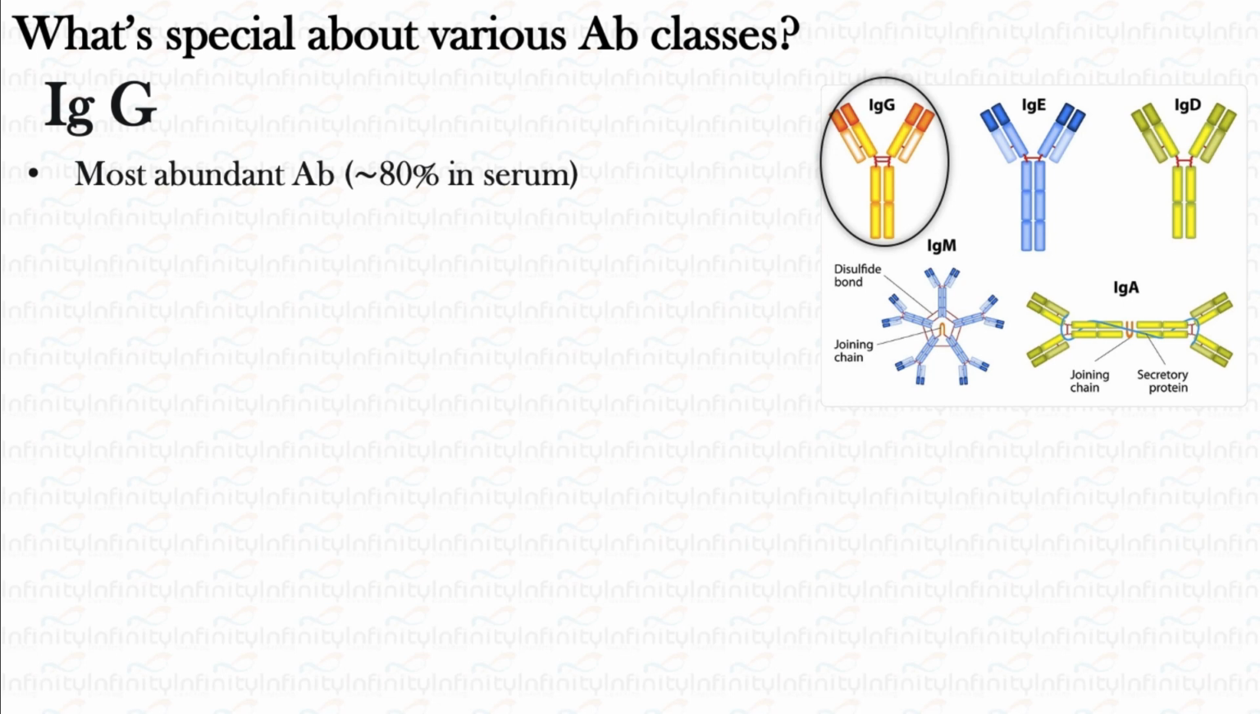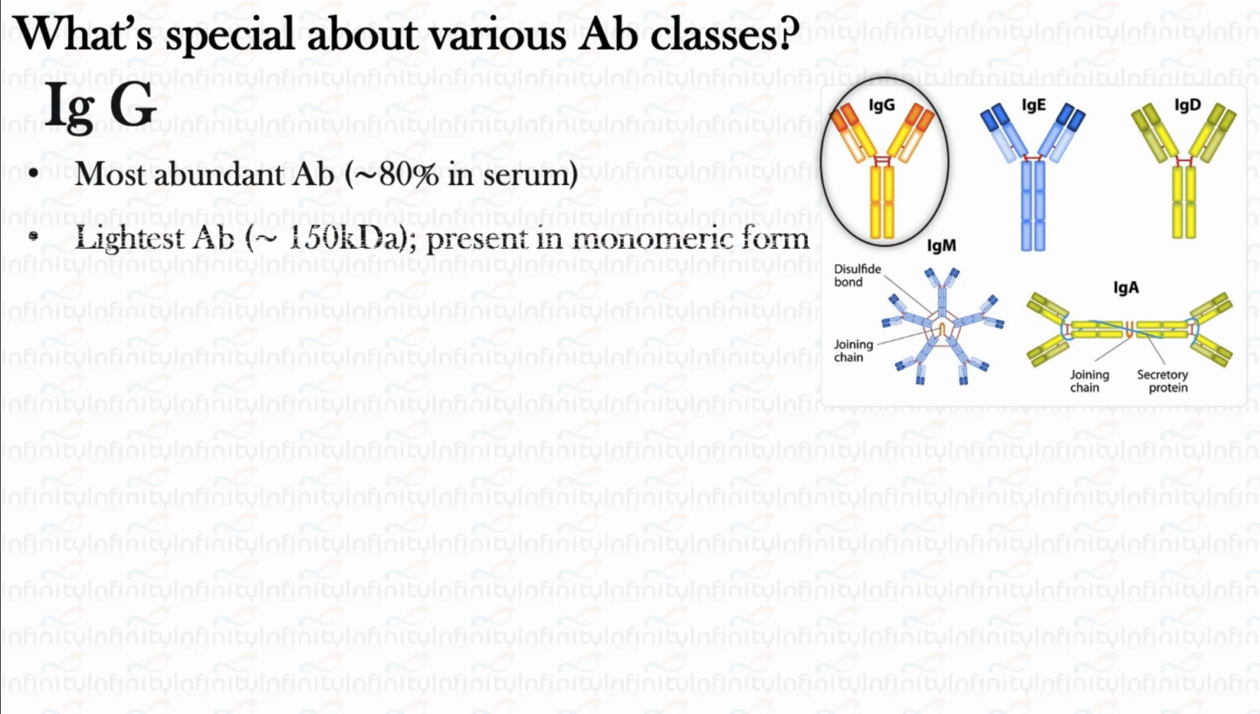IgG is one of the most abundant antibodies in the serum. About 80% of all antibodies present in the serum belong to the IgG class. It is also the lightest antibody present in the serum. That means the molecular mass of IgG is the smallest compared to all other antibodies present. Also, it is present only in the monomeric form. It is not present in polymeric form at all.